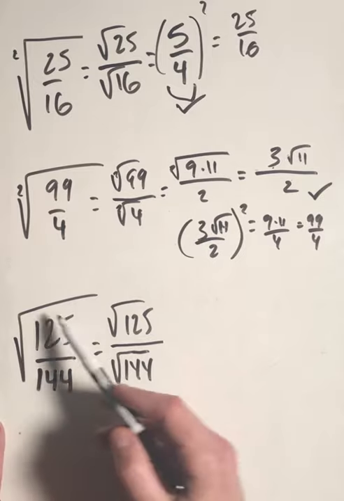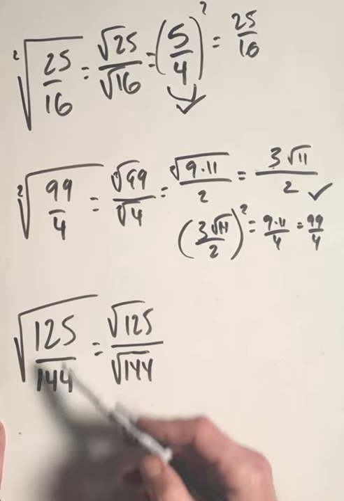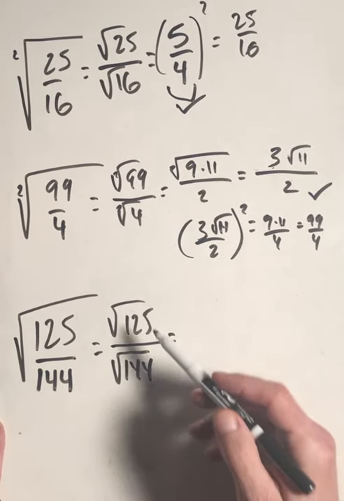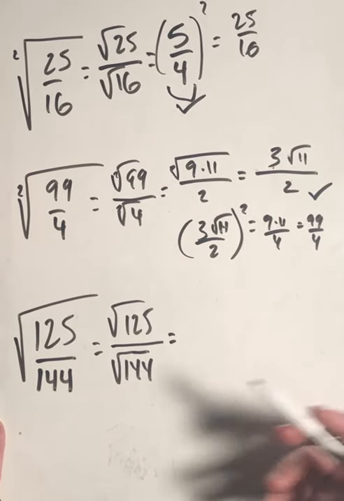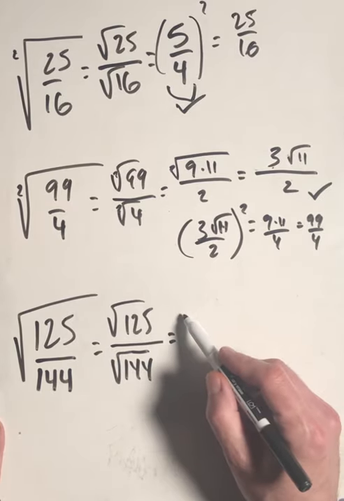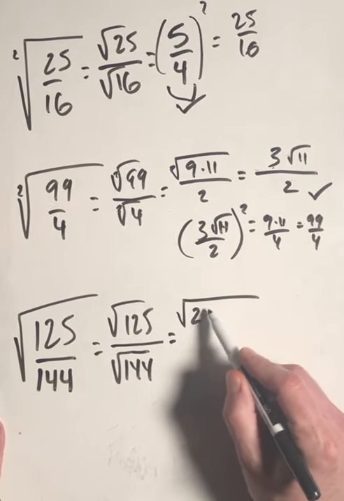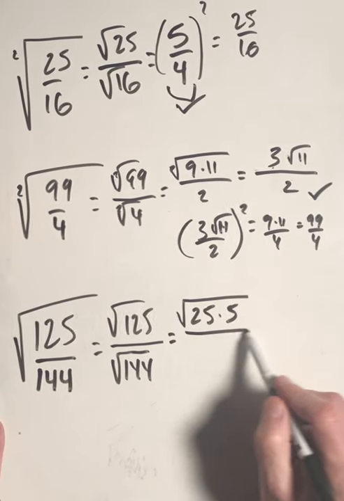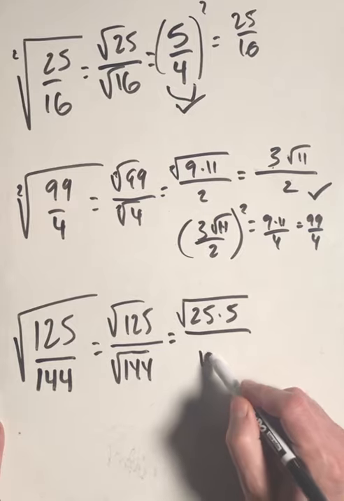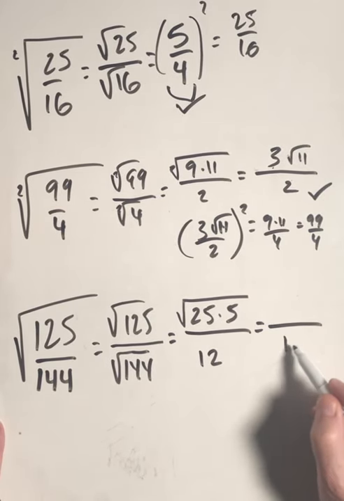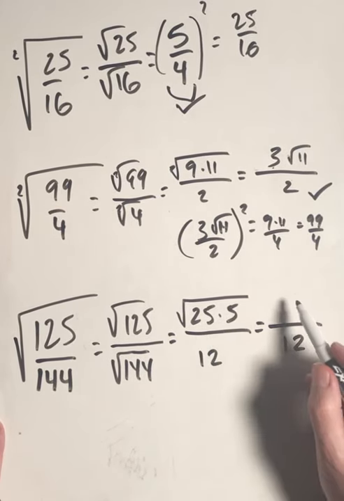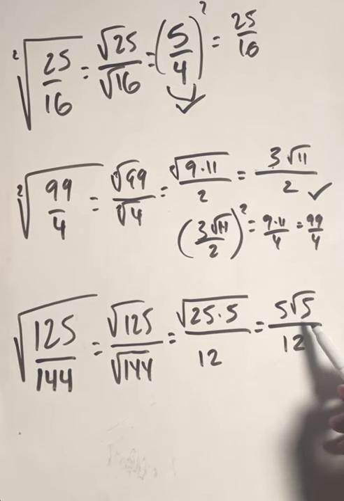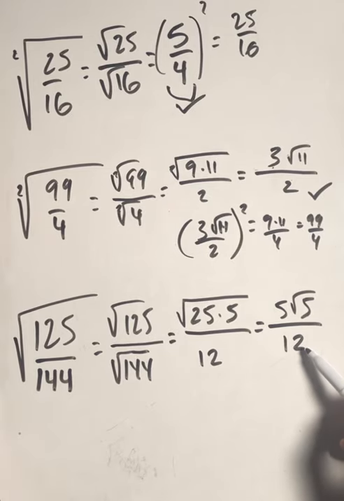Same thing here, we had a root of a quotient. We expressed it as a quotient of the roots. So now we're looking for perfect square factors of 125 and 144. 125, I know it has a 25 in it, so this is really the square root of 25 times 5. The square root of 144 is 12. It's a perfect square. So now the square root of 25 is 5. The square root of 5 is still itself. So 5 radical 5 divided by 12.